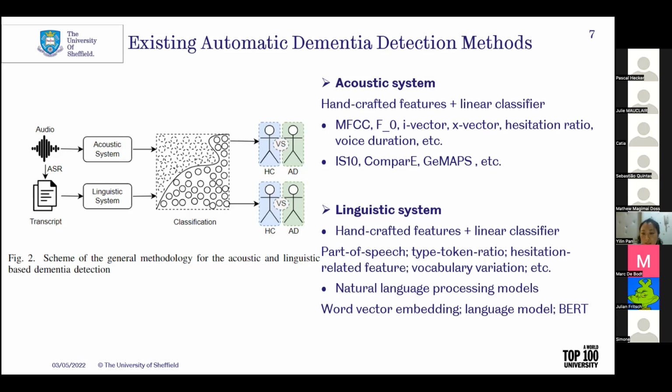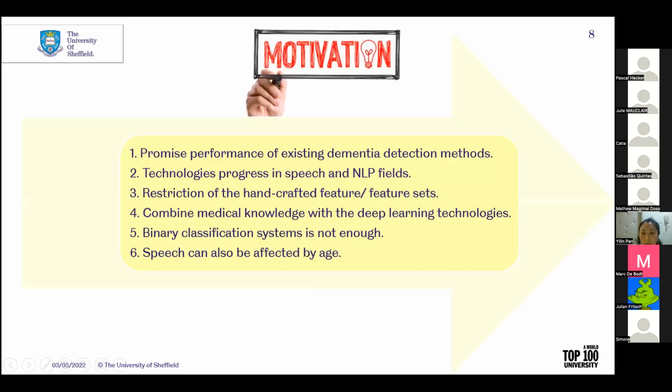And for the linguistic system, pipeline systems similar to the acoustic pipeline systems are also very popular. In addition to that, natural language processing models like the language model BERT have been proposed in recent years for linguistic-based dementia detection. But what are the drawbacks of the current automatic dementia detection systems? As we can see, promising results have been found in the existing dementia detection methods.